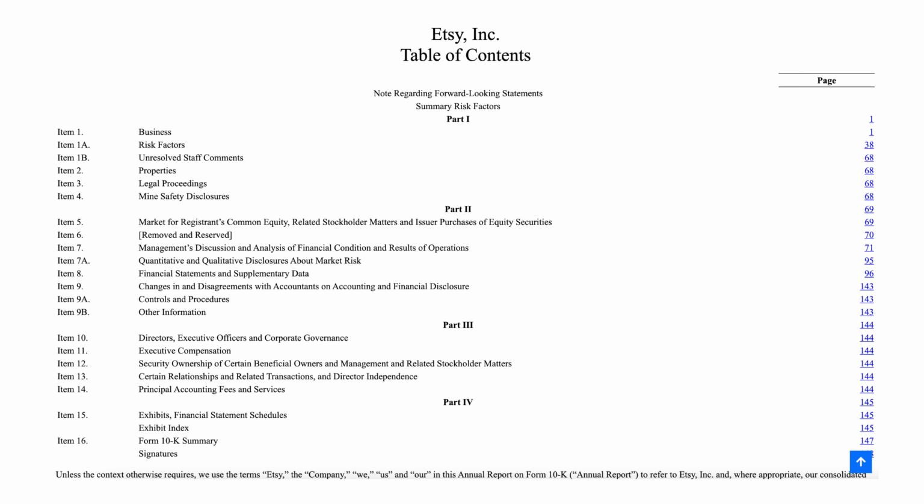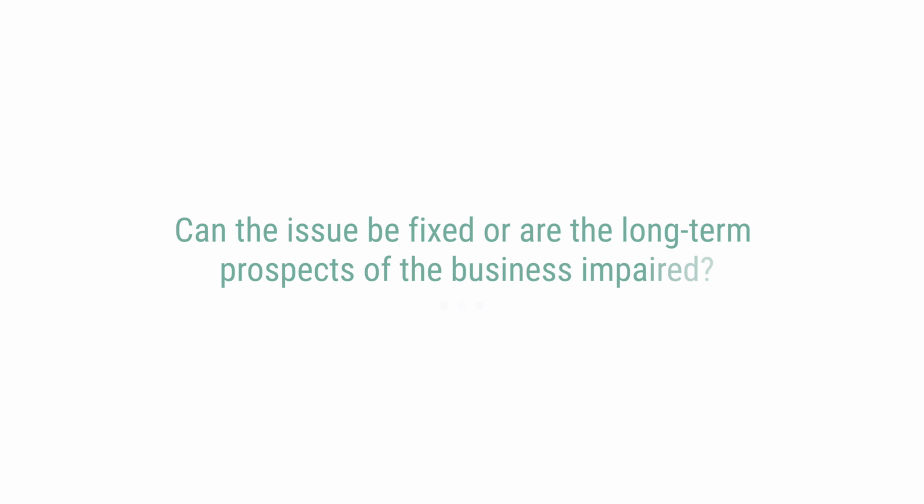Now, the last step, which is probably the most time consuming, is to actually read the entire earnings report filed with the SEC. If everything seems to be doing fabulously regarding the business fundamentals, you might actually skip this step. But especially if there seems to be some kind of underlying issues with the company, I certainly recommend reading the entire report in order to try to figure out what's going on in the business and whether the issue can be fixed or whether the long-term prospects of the business are somewhat impaired.